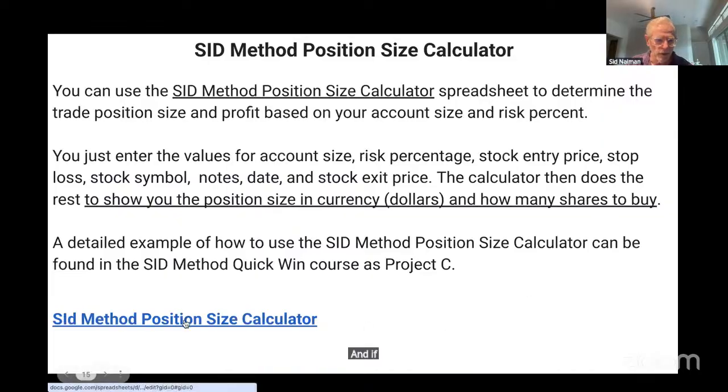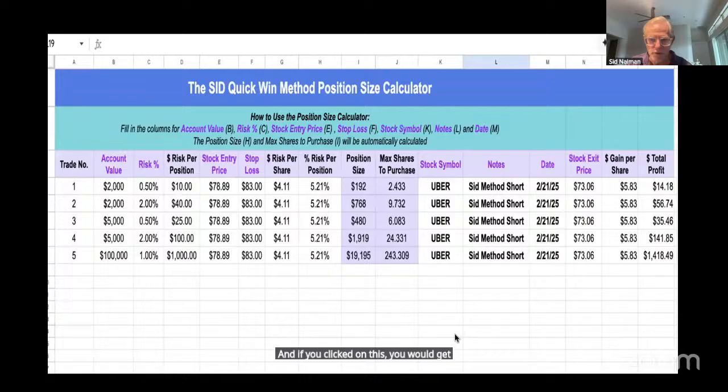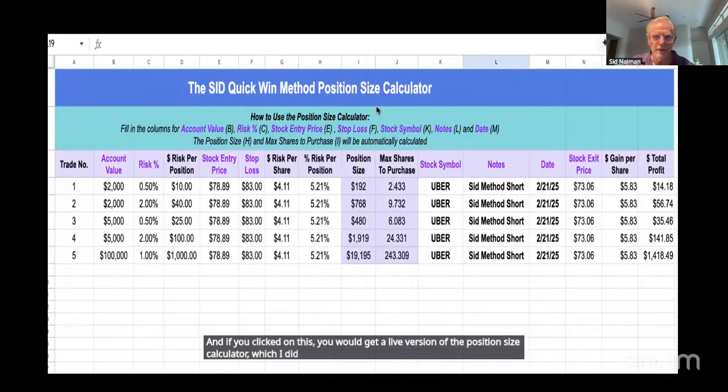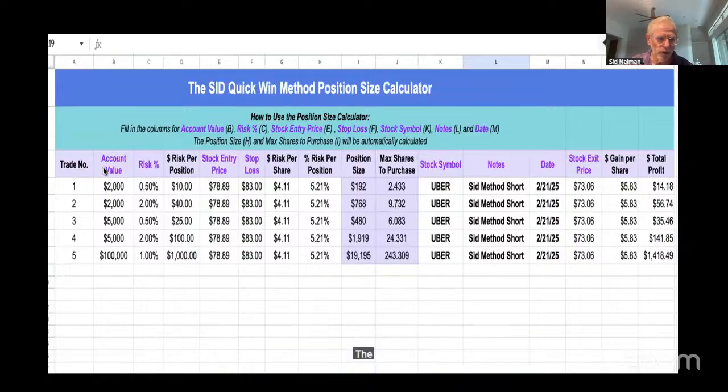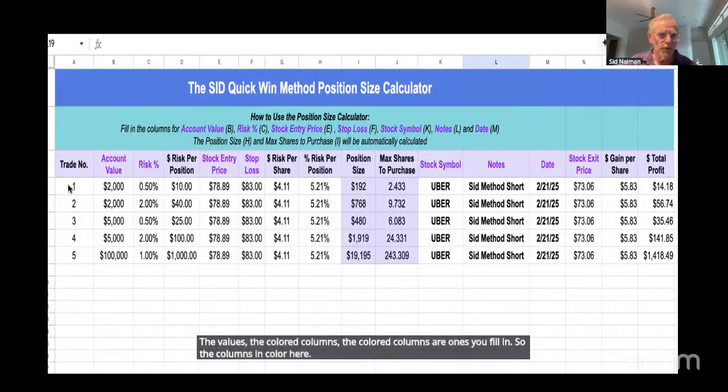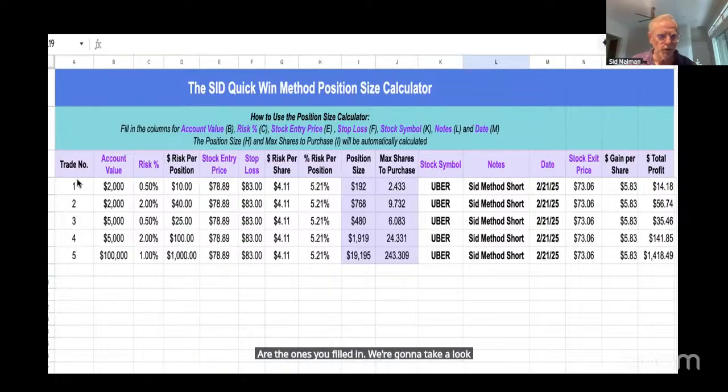And if you clicked on this, you would get a live version of the position size calculator, which I did and filled in. Now, here's what the calculator looks like. The values, the colored columns are ones you fill in. So the columns in color here are the ones you fill in. We're going to take a look at this one. This is trade number one.